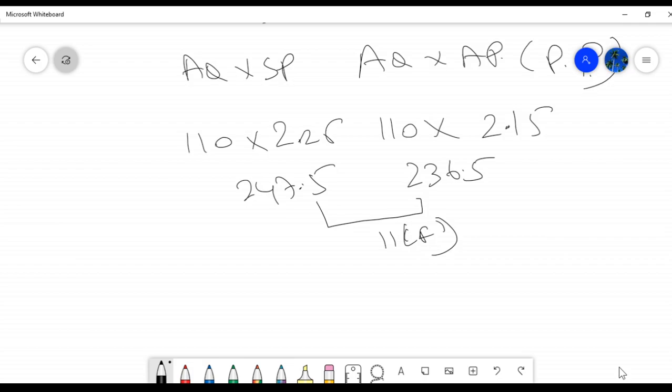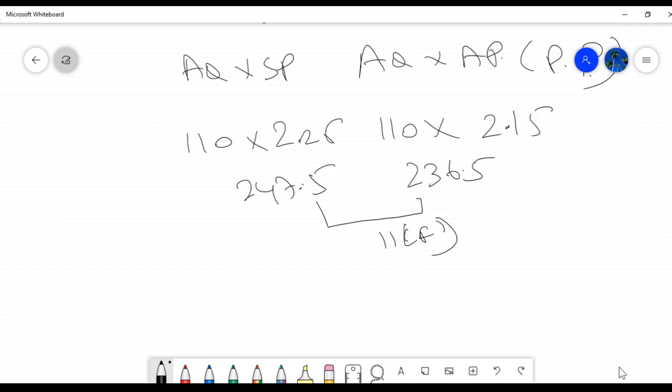That is the logic. So in this first in, first out case, for the third one the same answer will come. Same answer means 247.5, because we are taking the standard price only. This is for the third. What about the fourth one?